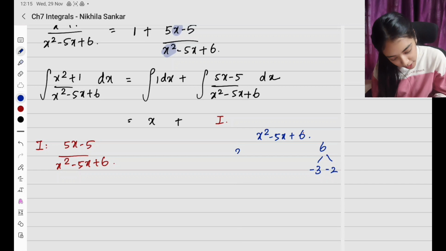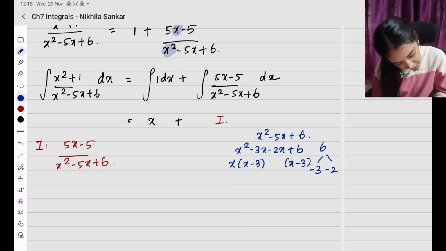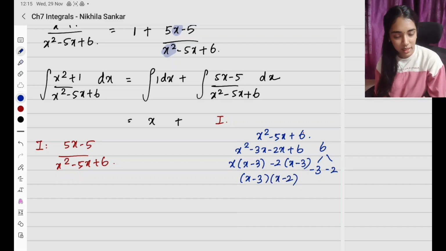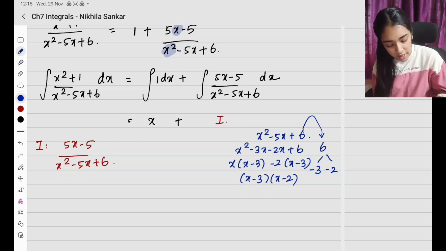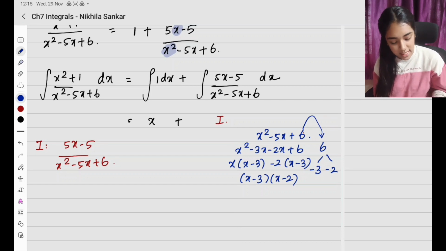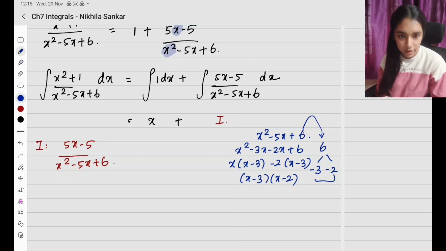So how do we split this? x square minus 3x minus 2x plus 6. Taking x common, I have x minus 3. If I need x minus 3 here, I need a minus 2. So this is going to be x minus 3 times x minus 2. Remember in splitting the middle term, what do we do? The product has to be the constant and the sum has to be the coefficient of x.